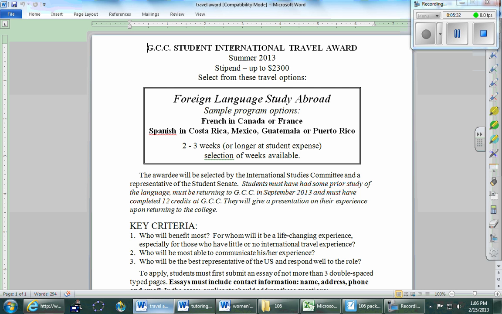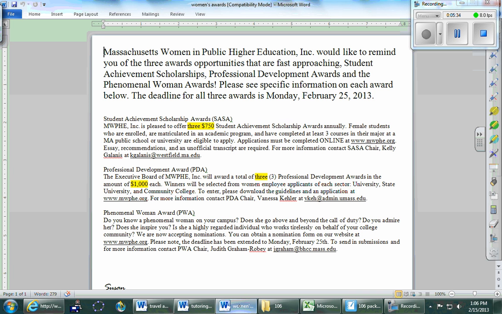Next, some of you are women in public higher education. There is money available to you. I've highlighted a couple of the important things, $750, $1,000. There's money out there. We're not looking at the details. See me after class if you want them, or email me and I will send you that document.